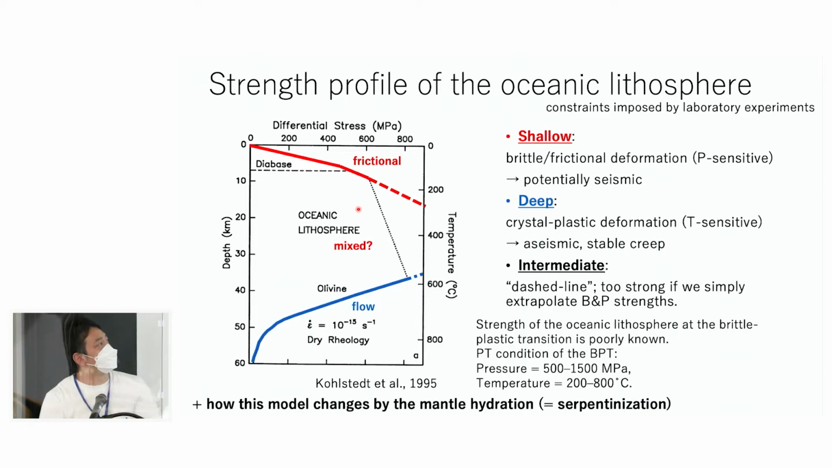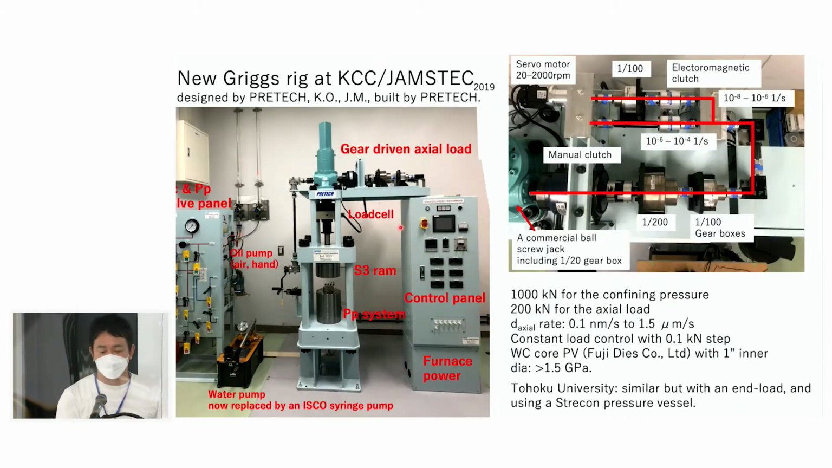But ideally, we should measure the strength of the plate, the lithospheric mantle, directly at this condition. So the target of our study is somewhere around here, the mix of frictional and flow strength. To test the strength of the oceanic plate around this region, we newly developed an apparatus with Junmuto, who is at Tohoku University. He's not here today, but we built this apparatus. We call it the New Griggs rig.